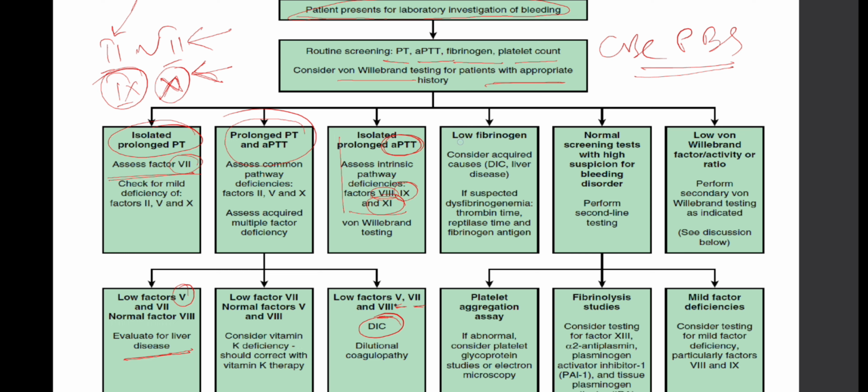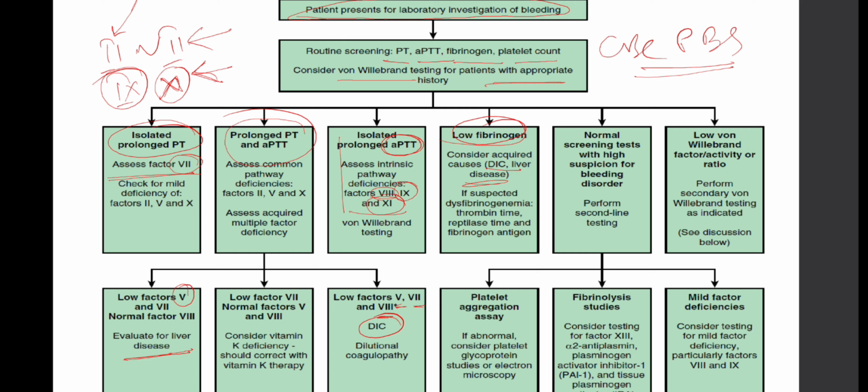Now, if the fibrinogen level is low and also PT, aPTT and INR are deranged, then think about DIC or liver problem. If PT, aPTT and INR are normal, platelets are decreased or normal, and there is bleeding, then think about some problem in the von Willebrand factor, or there may be a problem in the platelet function.